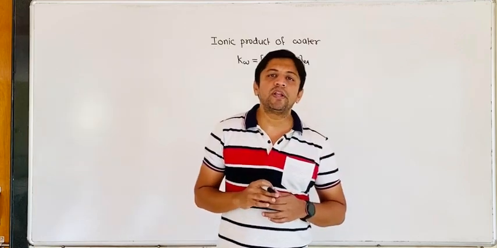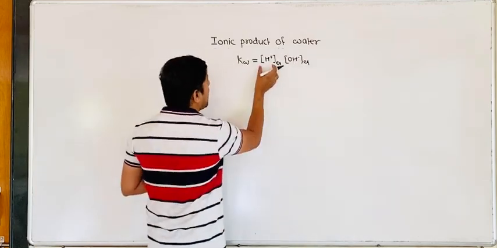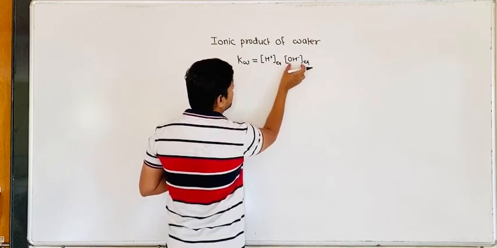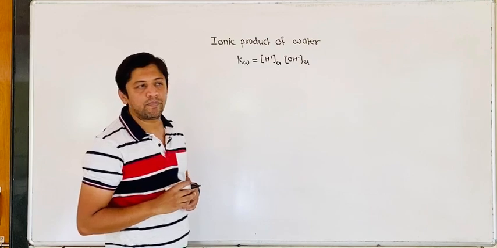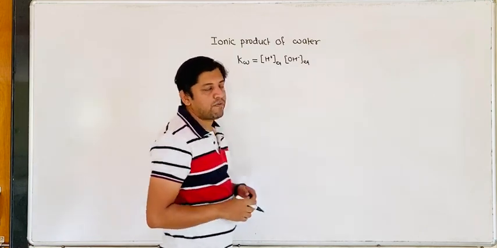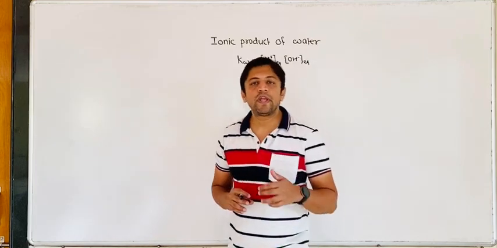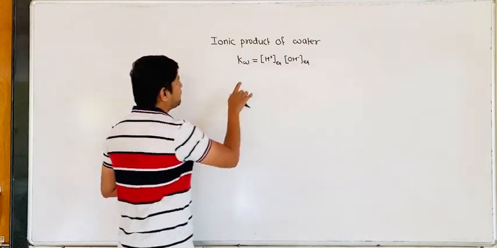When equilibrium is attained in the dissociation of water, the product of the ions of water, that is H plus and OH minus ions, is known as Kw, the ionic product of water. It represents the extent of dissociation of H2O molecules into H plus ions and OH minus ions.